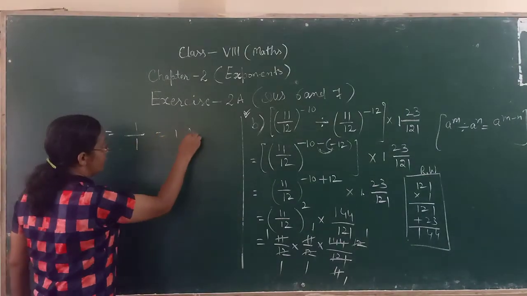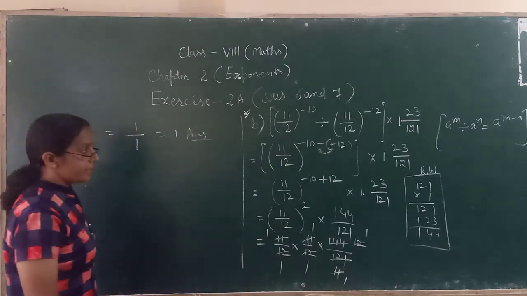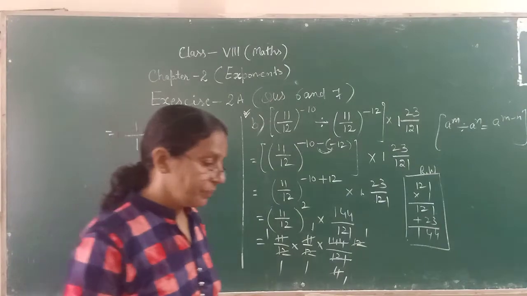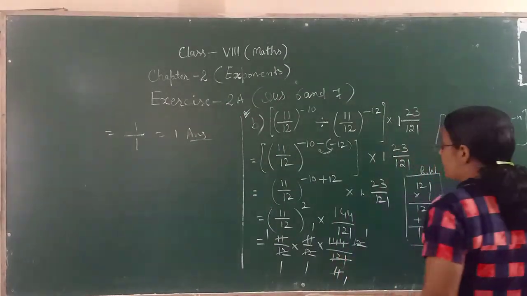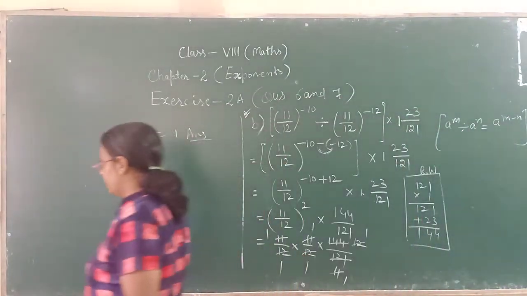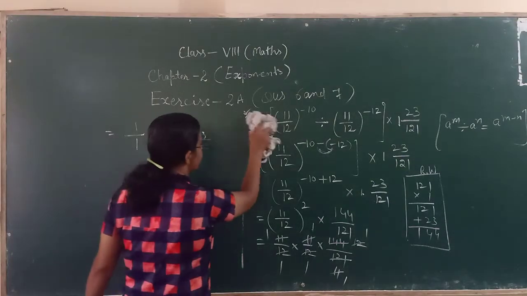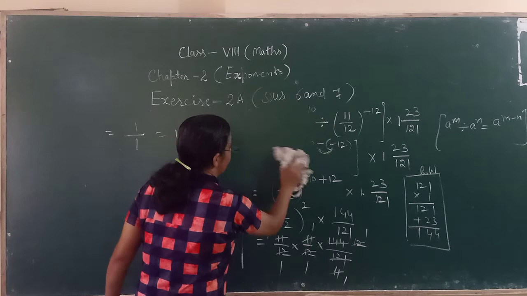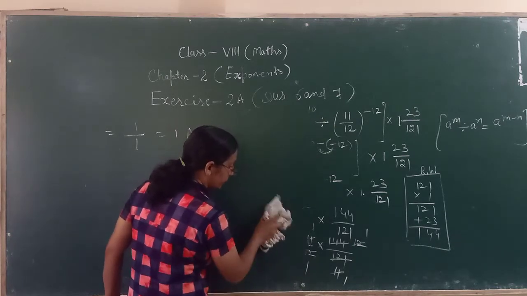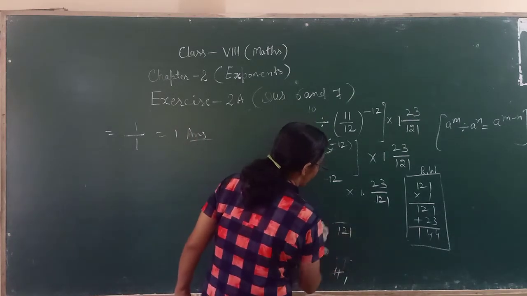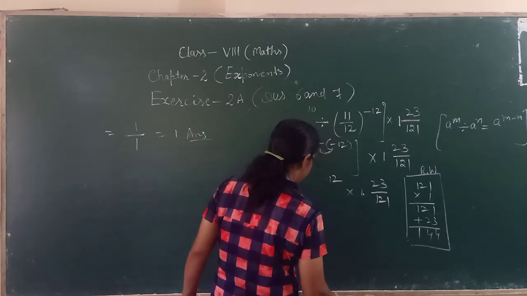Or we can say the answer is 1. So like this, question number 6, evaluate: there were two parts, both are completed. Now we will discuss question number 7, which is very important also. Questions can be asked of this type. One I will tell you, and two or three I will give you to solve, which you have to solve yourself.